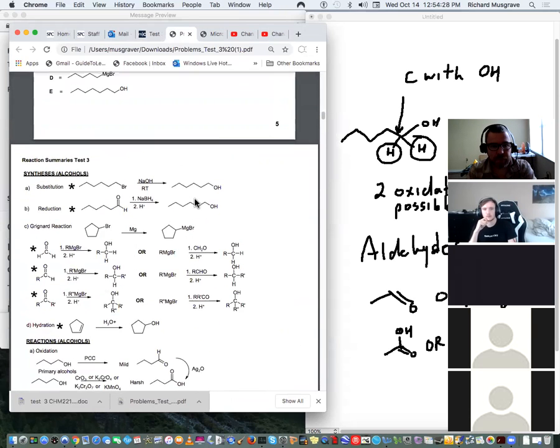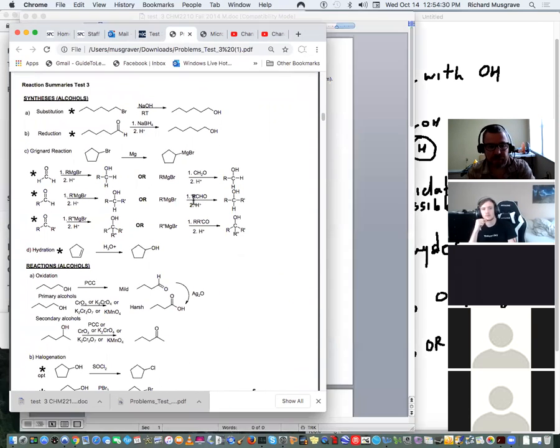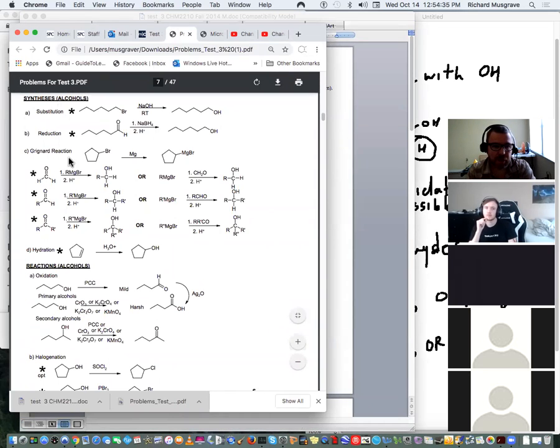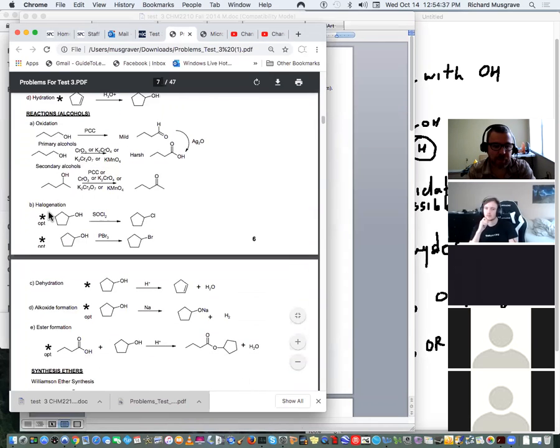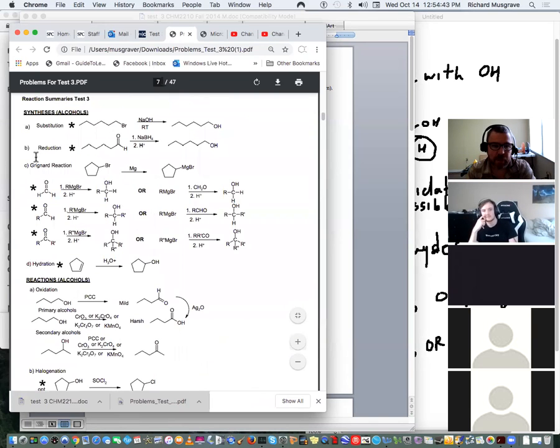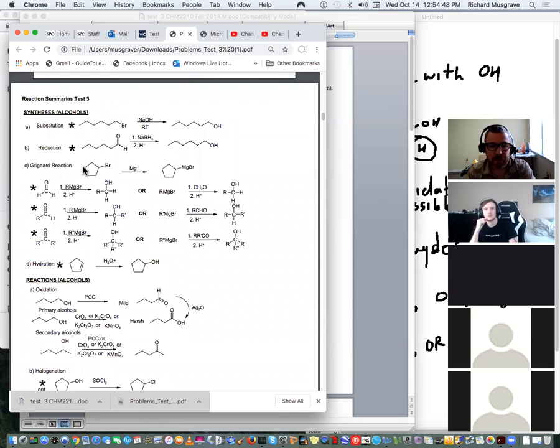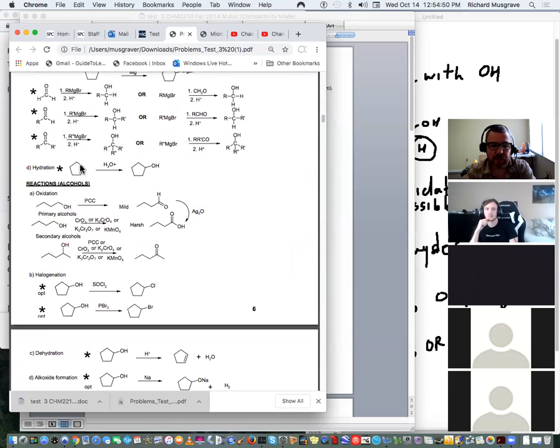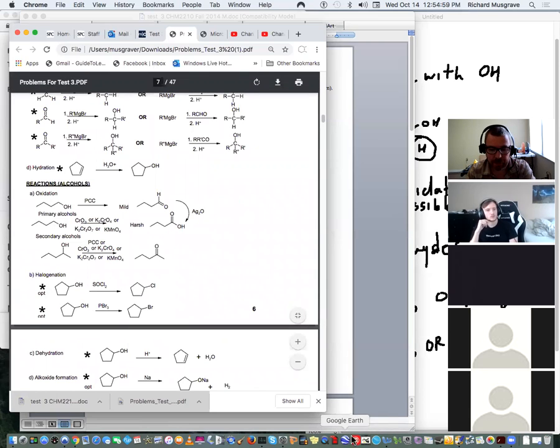So what you'll notice, this is the reaction summary. This is every reaction that we're going to do in test three. You'll notice that a lot of them have stars beside them, and some of them don't. And some of them have a star and OPT underneath. Anything with a star next to it is something I think you should know the mechanism for. Anything with a star and OPT is optional to know the mechanism, but it could be beneficial to you. And I'll show you how.